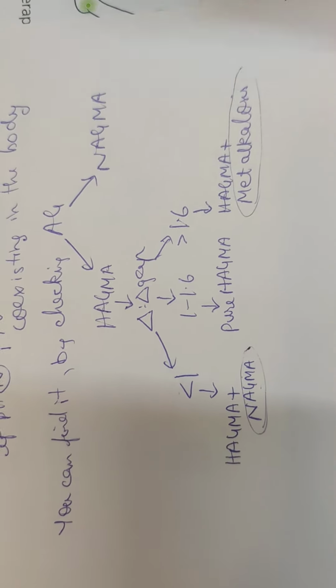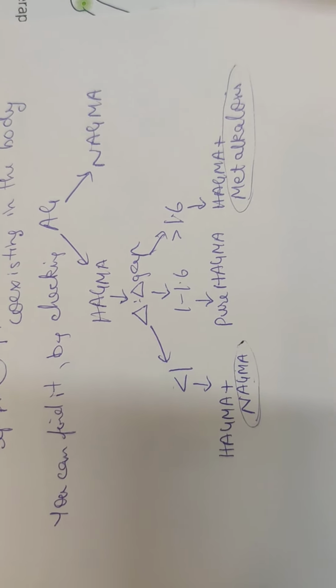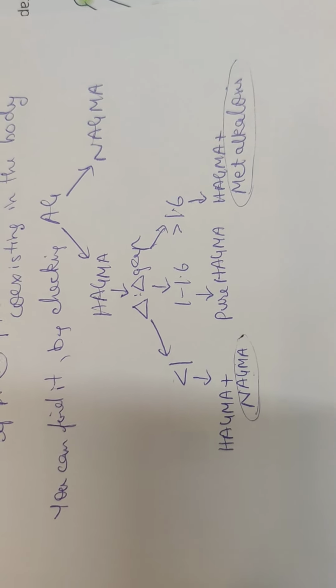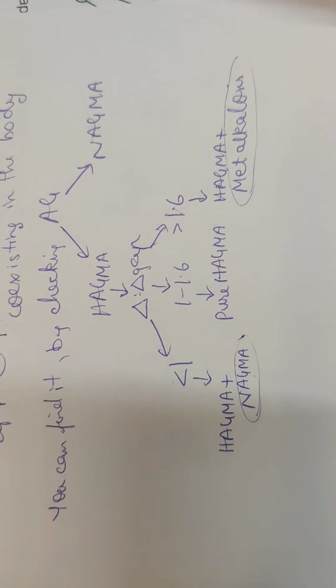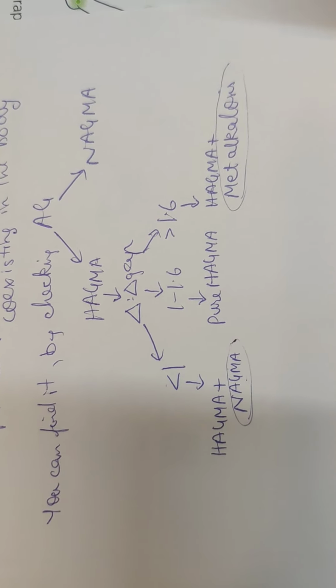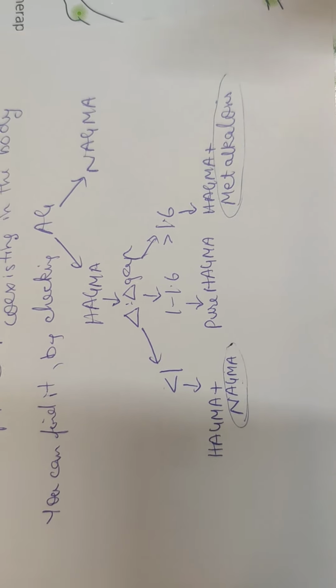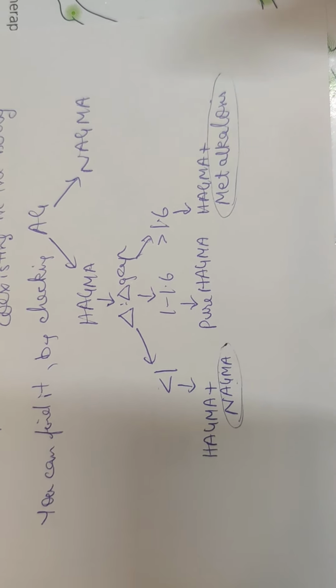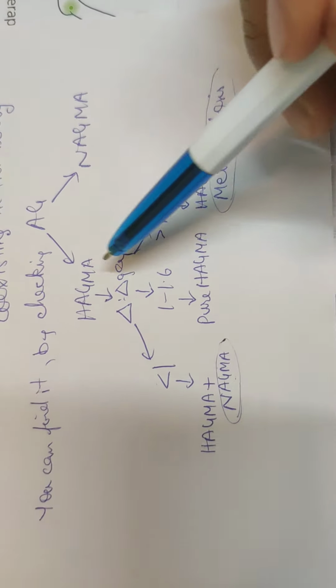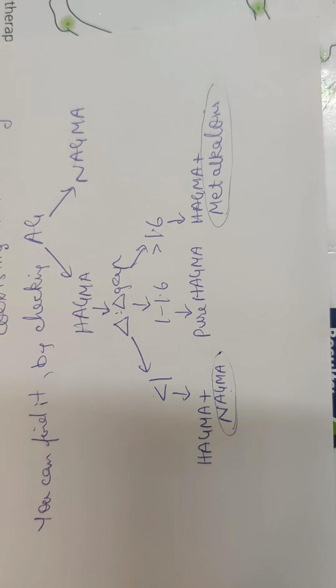So if the anion gap is normal, that is, it is from 10 to 15, then we'll call it a normal anion gap metabolic acidosis. So that is NAGMA. And then if it is a high anion gap metabolic acidosis, we check the delta gap. This one, check the delta gap.